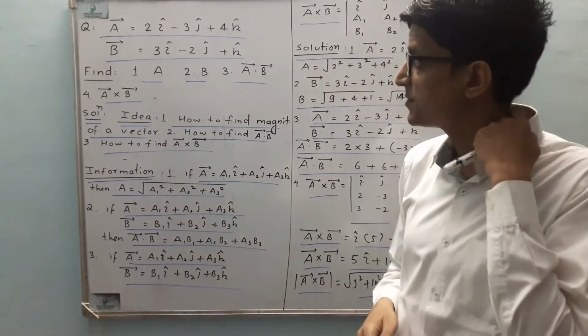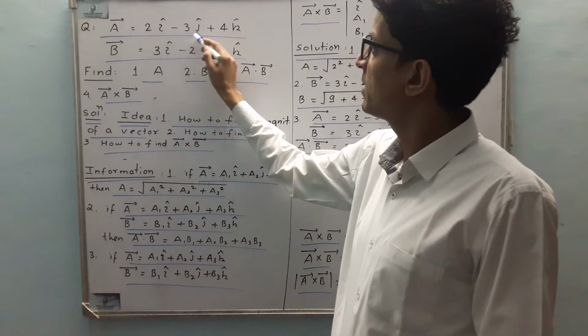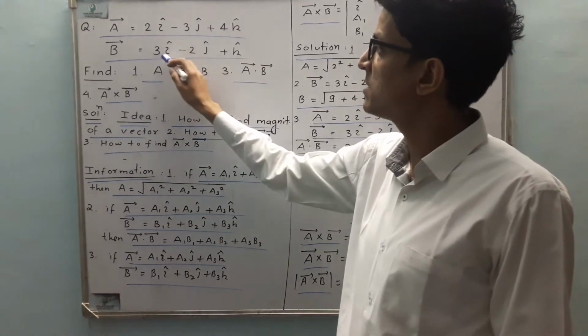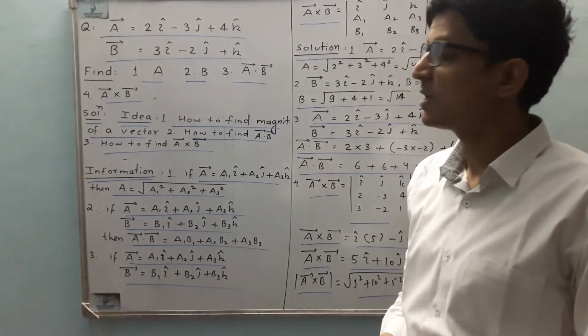Today we will discuss a question on vectors. You are being given two vectors. Vector A is 2i cap minus 3j cap plus 4k cap and vector B is 3i cap minus 2j cap plus k cap. You need to find |A|, |B|, A dot B and A cross B.